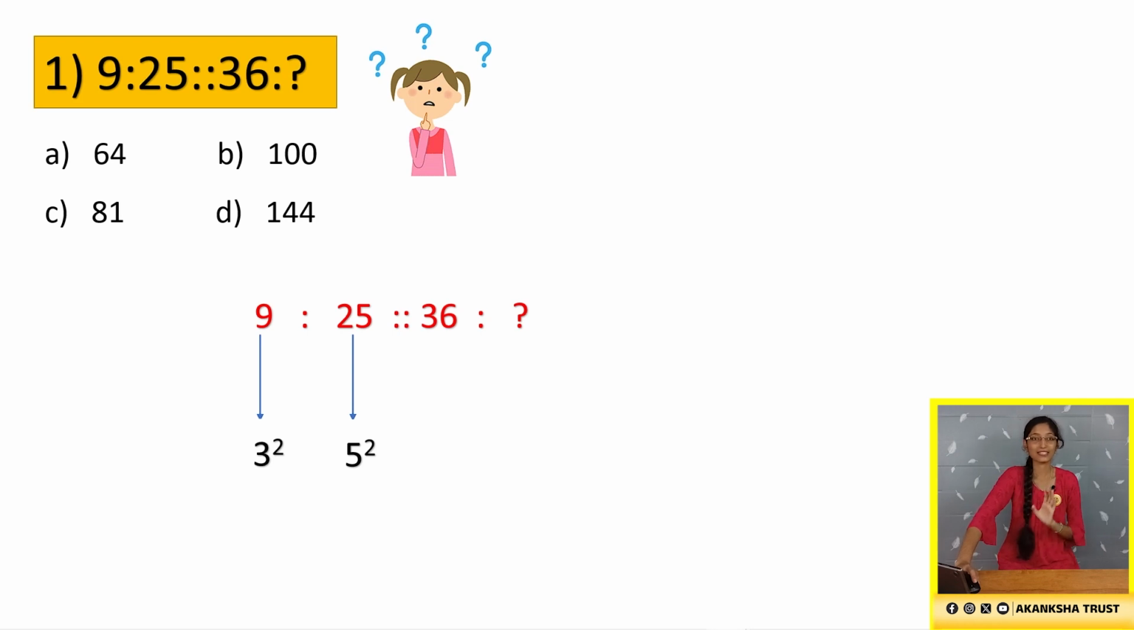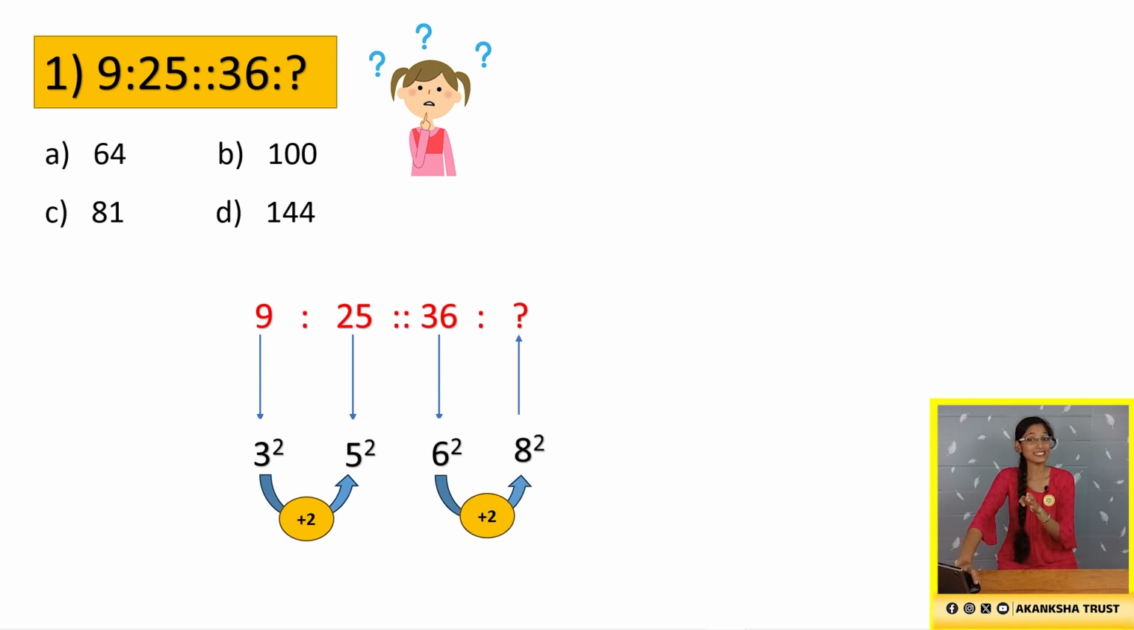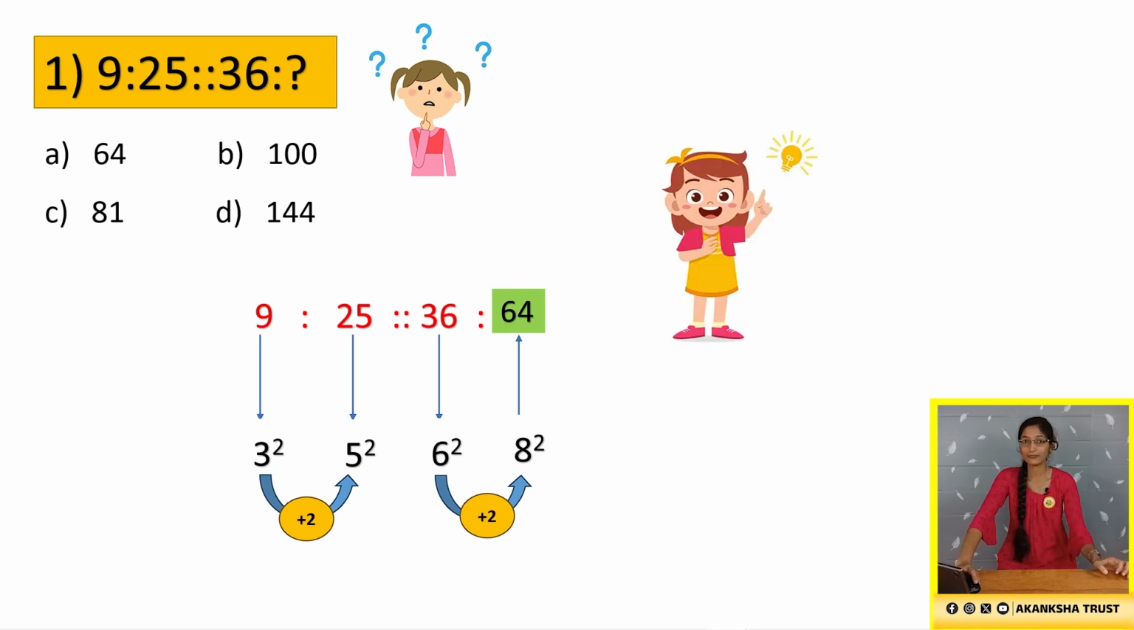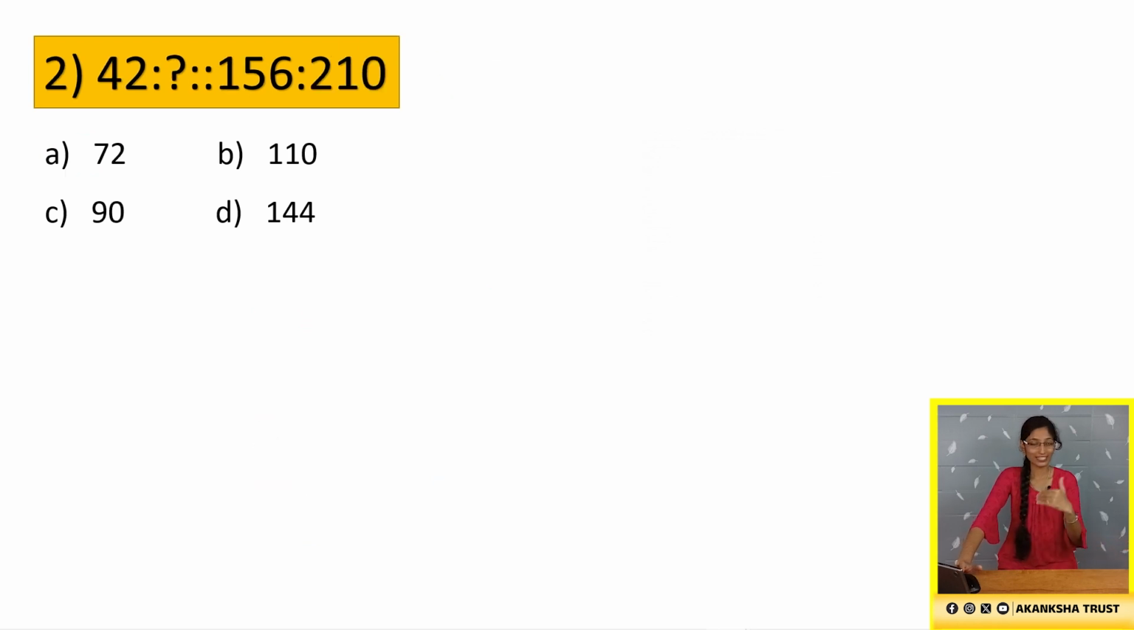See, 36 is the square of 6. So we have to add 2 to that number. We will get the next number as 6 plus 2, which gives 8. So what is 8 square? 8 square is 64. So 64 is our answer. Option A is 64. You have to choose option A as our answer. Easy, isn't it? Okay, next question.